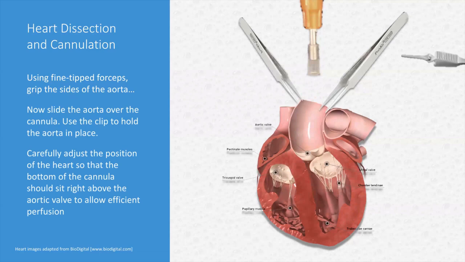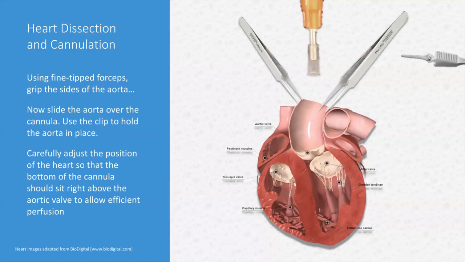To secure the heart on the cannula, one should use two tweezers to hold each side of the aorta. Then, as shown here in the figure, once the heart is on the cannula, continue using one tweezer to hold the heart on the cannula, and use the other hand to grab the bulldog clamp, as shown in the slides before, to secure the heart onto the cannula. Once it is secure, use appropriate suture to tie the heart onto the blunt end needles.